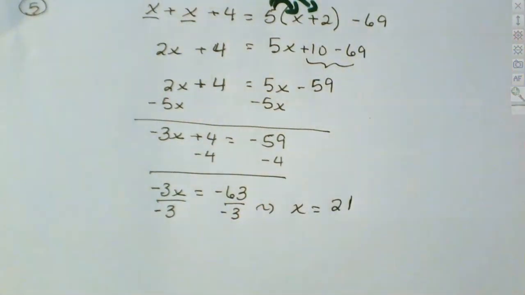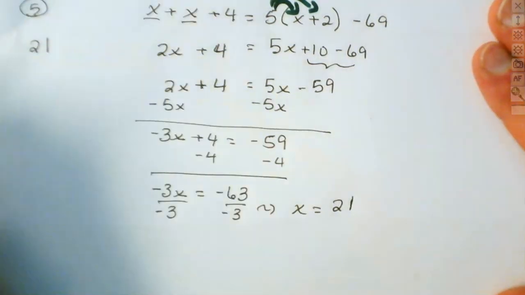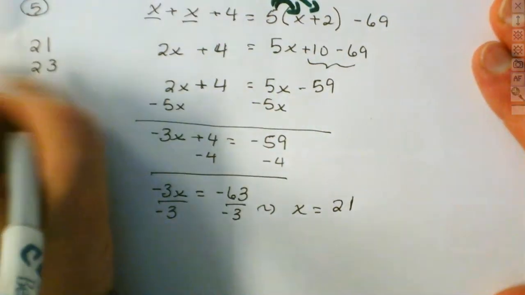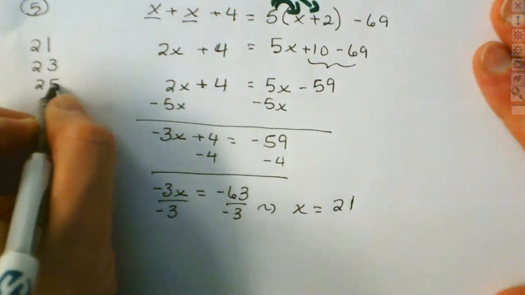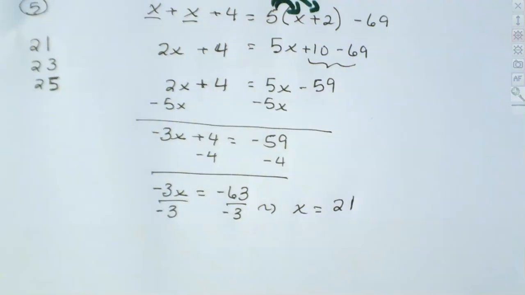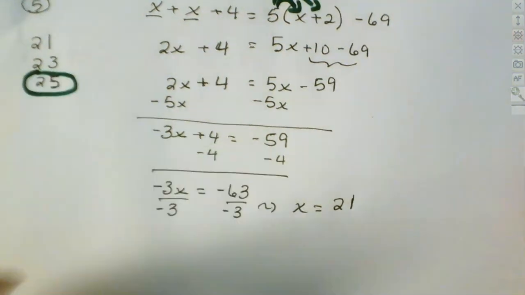Now, we need our 3 numbers, so what would they be? 21. Add 2 to that, so 23. Add 2 to that again, and that's 25, right? Now, which one did we want? Okay, if we're looking at 5, it says find the third integer, so that third integer would be then 25.